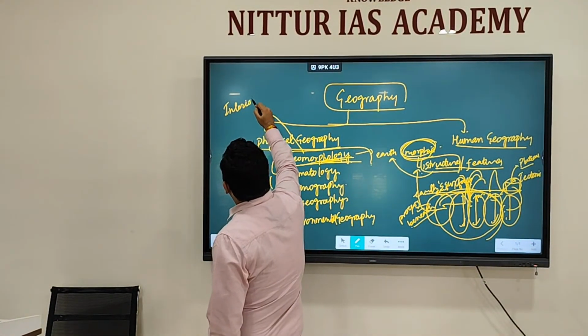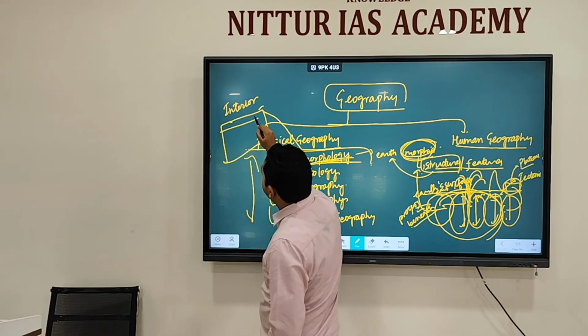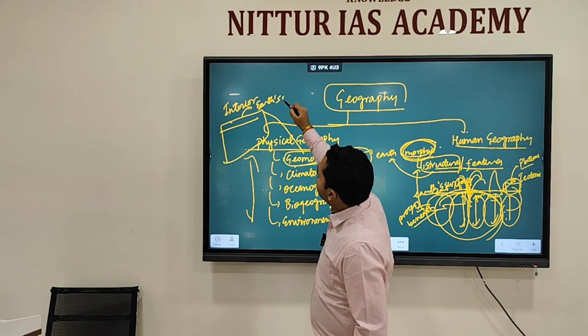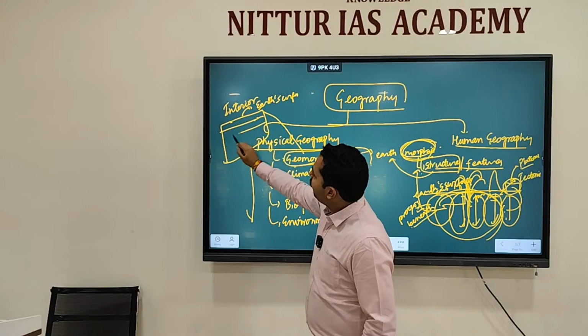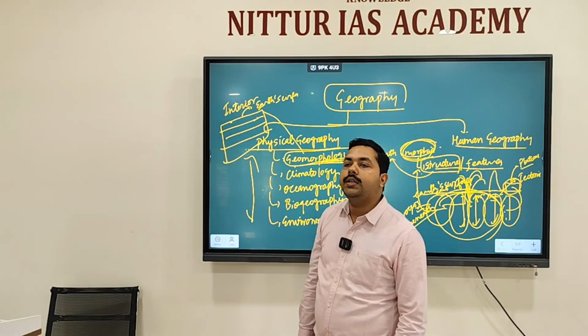Interior of Earth is what? Now this is Earth's surface. What lies below this Earth's surface? What layers are you finding below it? That is called the interior of Earth.